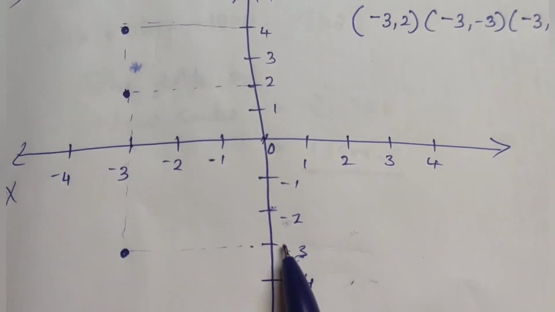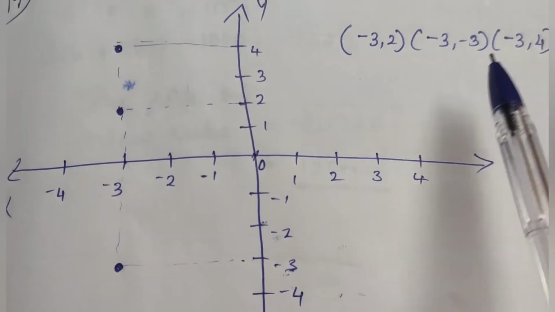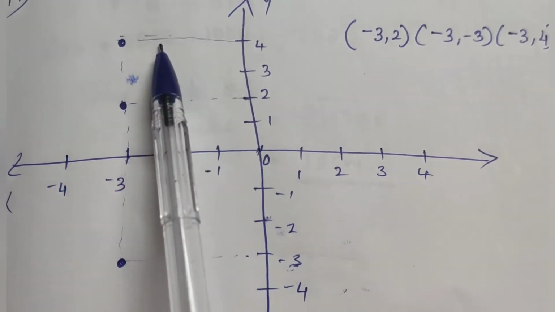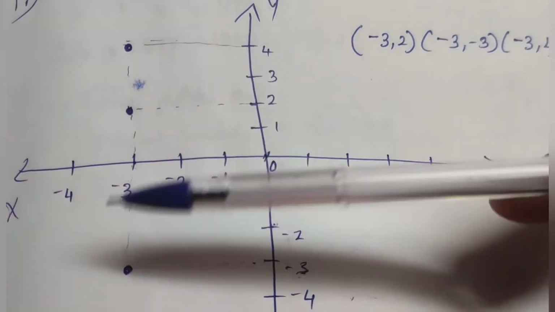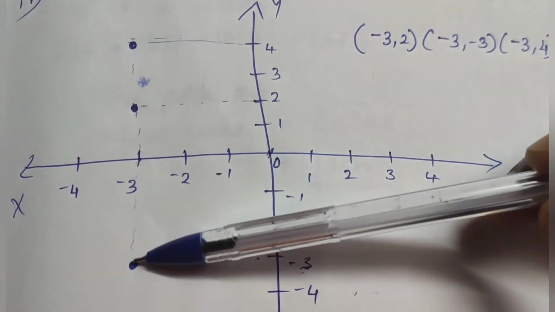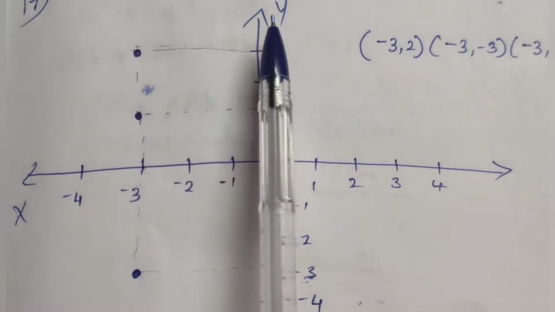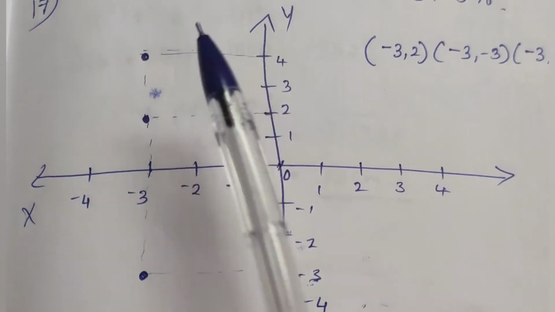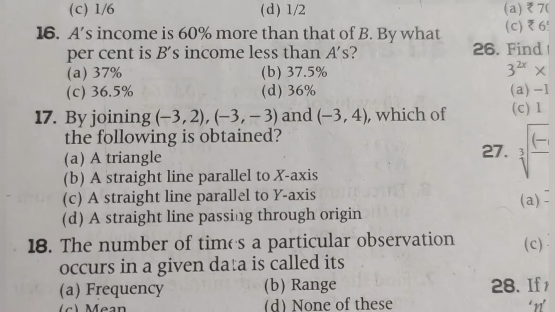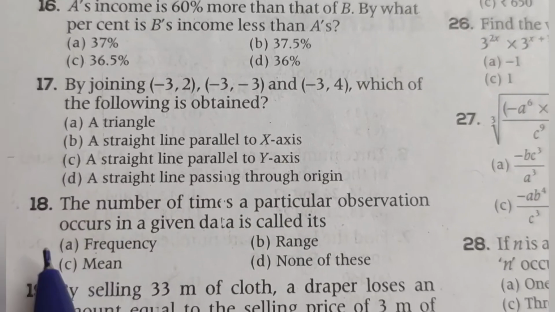Minus 3, comma, y-axis minus 3. This is the point minus 3, comma, minus 3. Minus 3, comma, 4. This is minus 3, comma, here is 4. So when you join these three dots, you get a straight line parallel to the y-axis. We shall spot that in the options. We get a straight line parallel to the y-axis, option C.